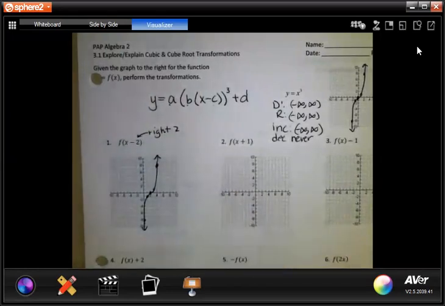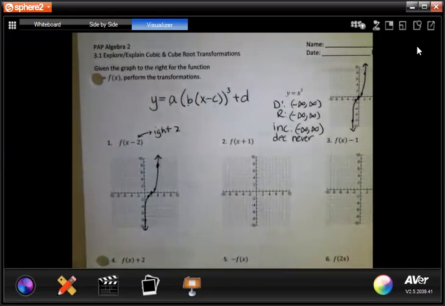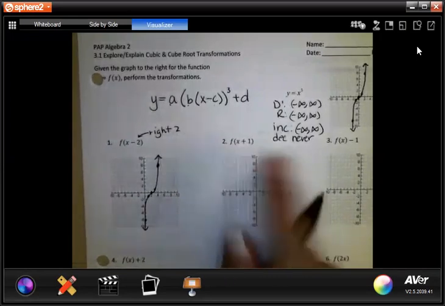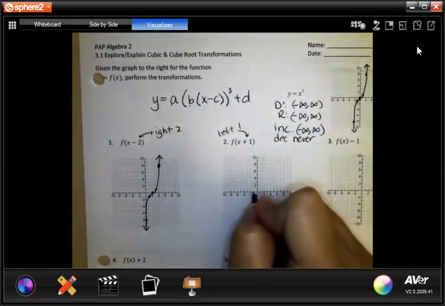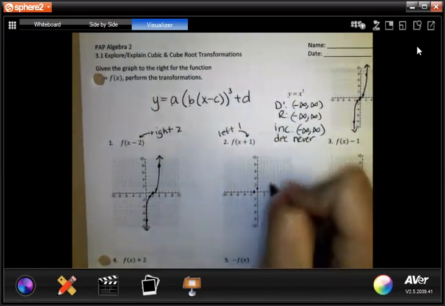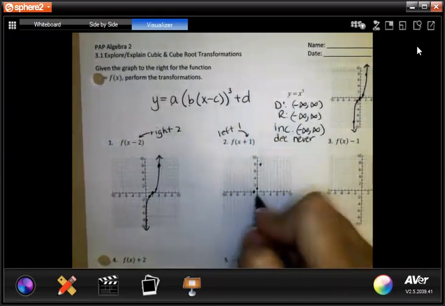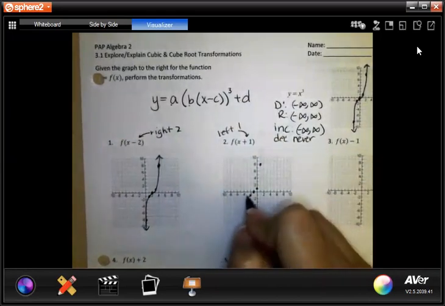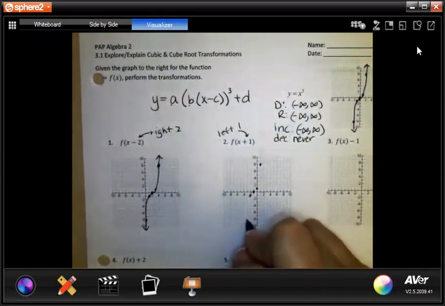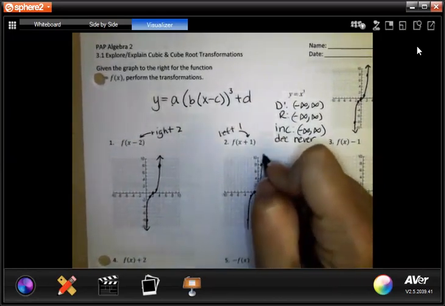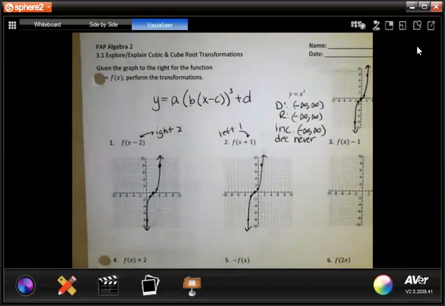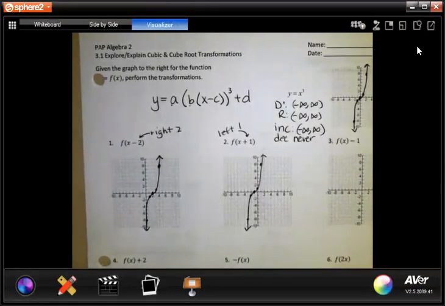You should be getting really good at these transformations at this point. The next one here would be to the left 1. So I would take each one of those points and move them to the left 1. It's important you know those key points for all of your functions so that you can easily graph with transformations without a calculator. So there is our left 1. It doesn't change the domain, range, or the increasing and decreasing since those are all real numbers.